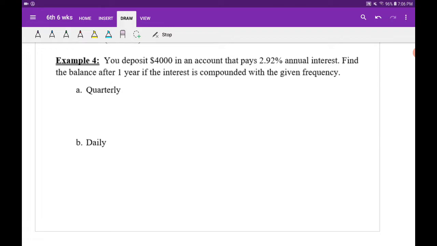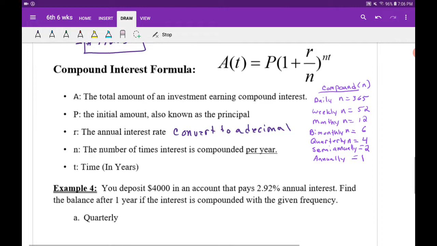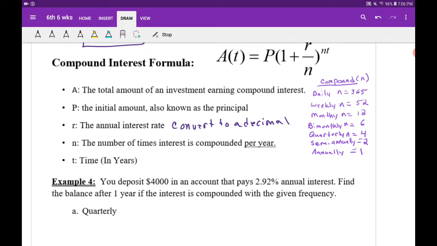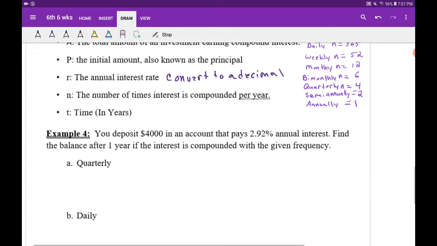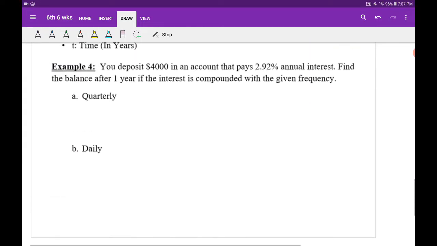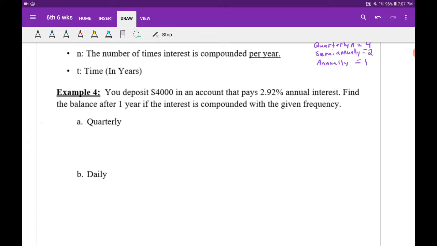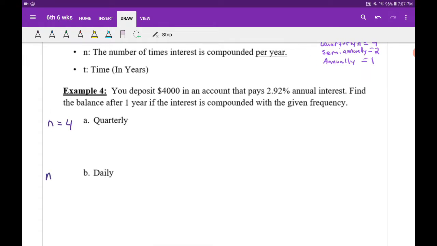All right, so quarterly, if we look at a little chart here, is going to be equal to 4. The year is broken up into 4 parts, that's 3-month intervals. So in our calculation, n will equal 4. Daily, well, how many days are in a year? It's 365. So n will equal 365.